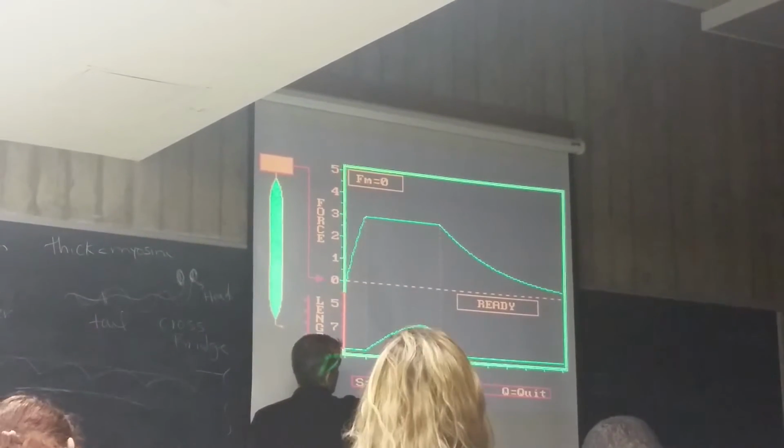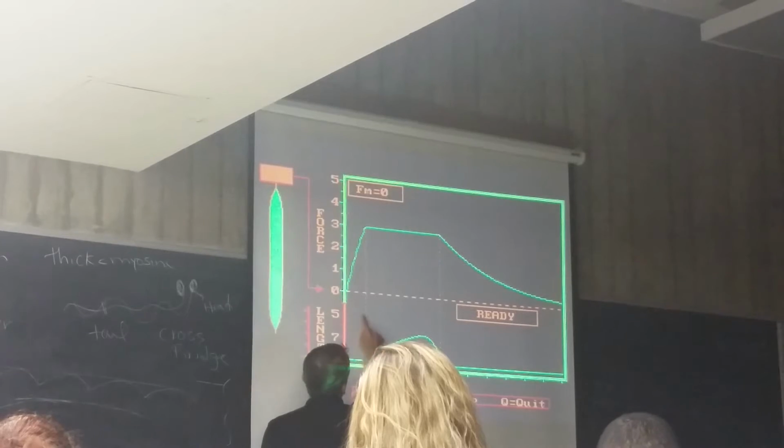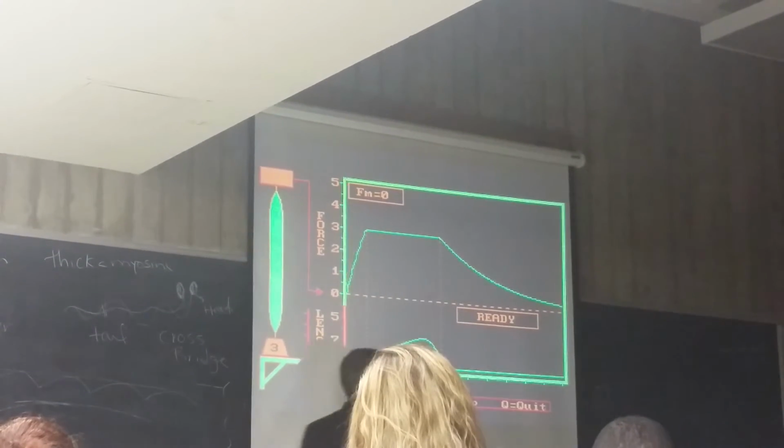Then it's going to change to what? Isotonic, because the force stays what? The same, correct?